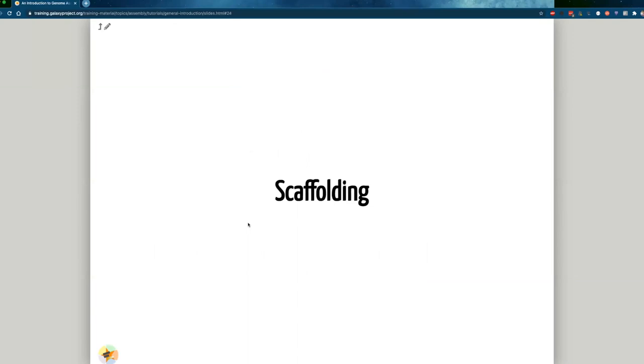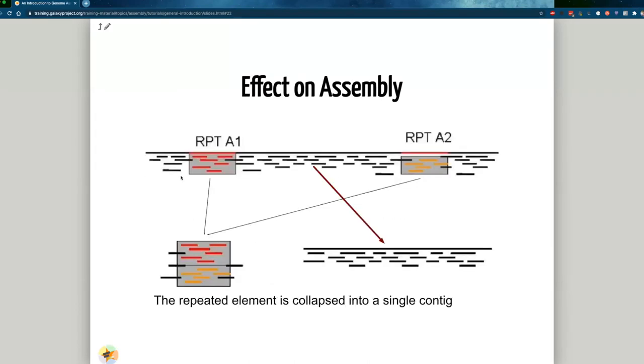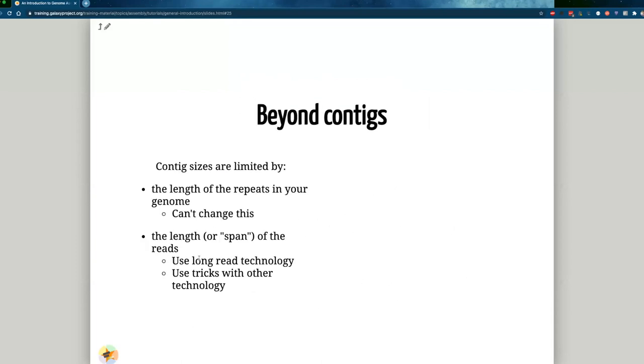All right. However, we can do some tricks. I'm going to talk about scaffolding and what that means. So how do we go beyond contigs? So contigs are contiguous pieces of DNA that we can put back together. So this section here, this nice long section here, where there's no repeats, there doesn't seem to be any problems. And so when we extract that out of our assembly, we get this piece here called a contig, whereas the repeats get collapsed down into another contig.